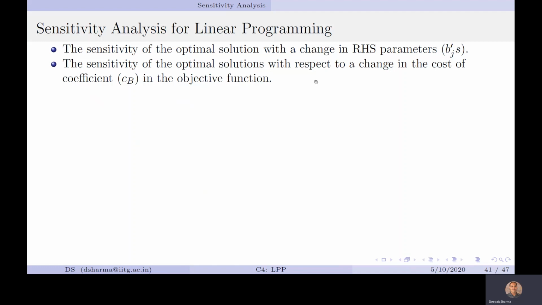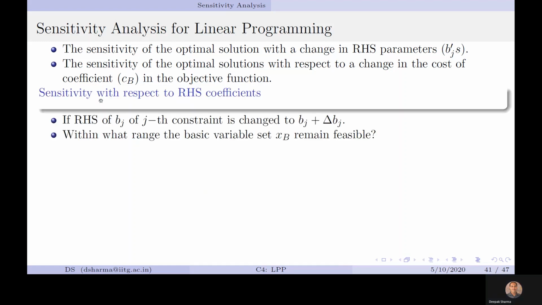Similarly, the sensitivity with respect to the change in the cost coefficient. That is another constant parameter. We change it. Matrix A we don't change; only these two coefficients we change here. Let us start with sensitivity with respect to the right hand side coefficient.